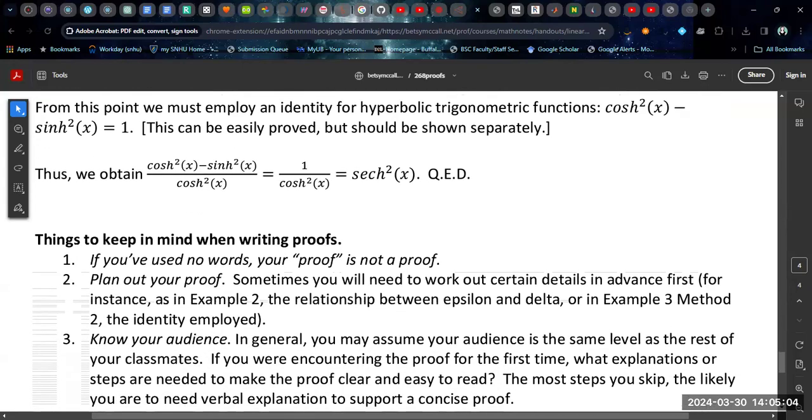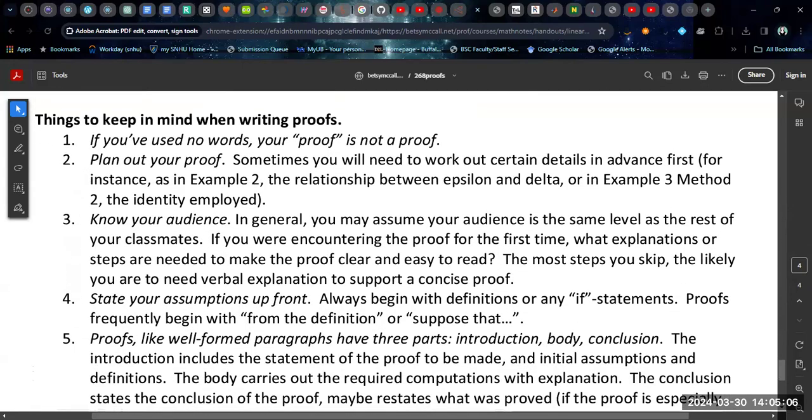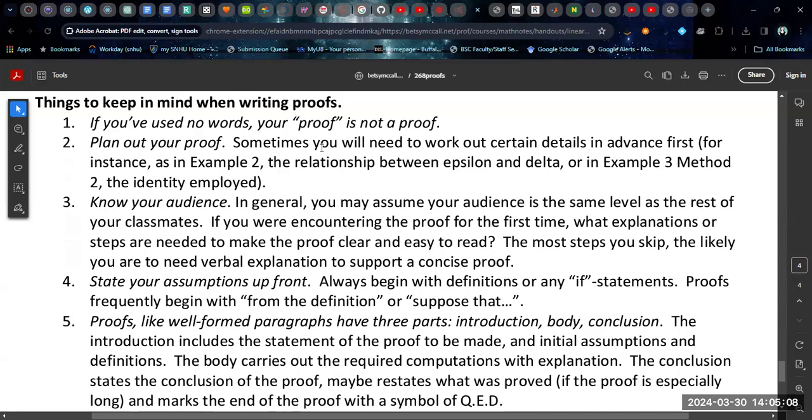Again, keep in mind, if you've used no words, your proof is not a proof. You need to explain your steps. It's also very useful to plan out your proofs. Again, sometimes you need to work out certain details in advance. For instance, the relationship between epsilon and delta, or in the last example, the identities that we're using. Again, know your audience.